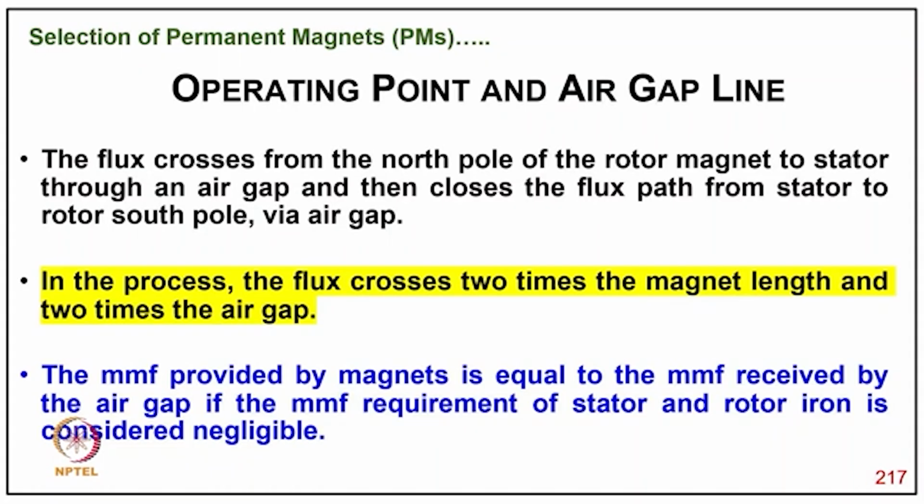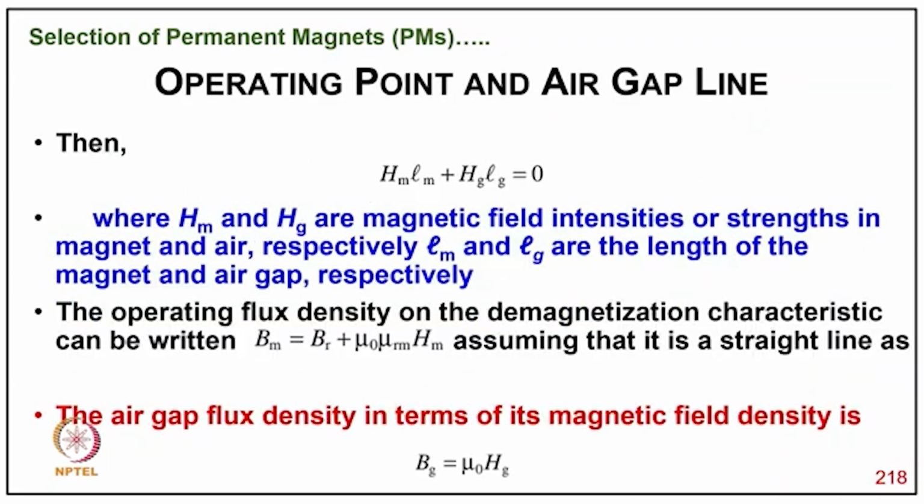So the MMF provided by the magnet is equal to the MMF received by the air gap, if the MMF requirement of stator, rotor and loss is considered negligible. So we can say, with this approximation, Hm Lm equals Hg Lg, where Hm and Hg are the magnetic field intensity in the magnet and air respectively, and Lm and Lg are the length of the magnet and air gap respectively.